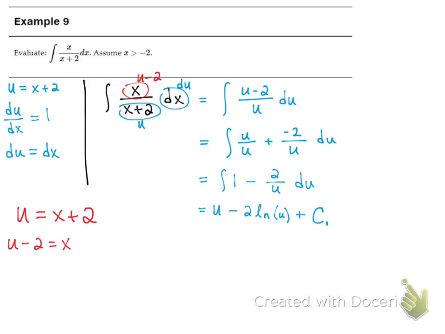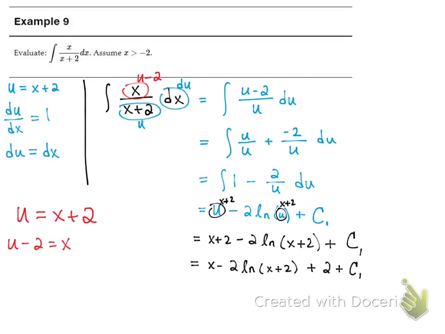Okay, so I found the integral in terms of u. Now let's plug back in my value of x. So we know that u equals x plus 2. So this guy will be x plus 2, and we'll plug in x plus 2 here. So that gives me x plus 2 minus 2 ln of x plus 2 plus my constant c1.